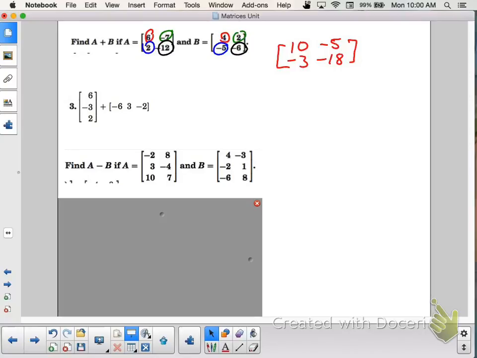Does anyone think that subtracting matrices will be different from adding matrices? What do you think will be different? I'll probably just change the sign on there. So all we're doing is changing the sign. And that's essentially what's happening, is we're doing the same exact thing, but we're just changing the sign. So instead of adding it, we're going to subtract. So same idea. We're going to get a matrix.